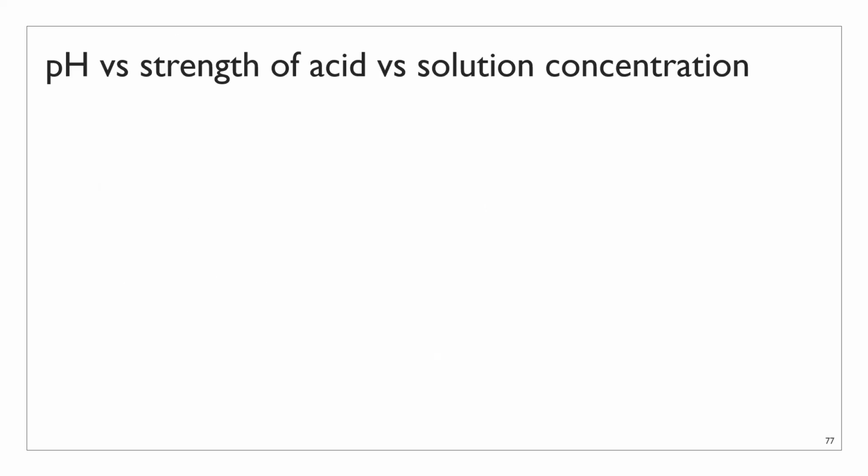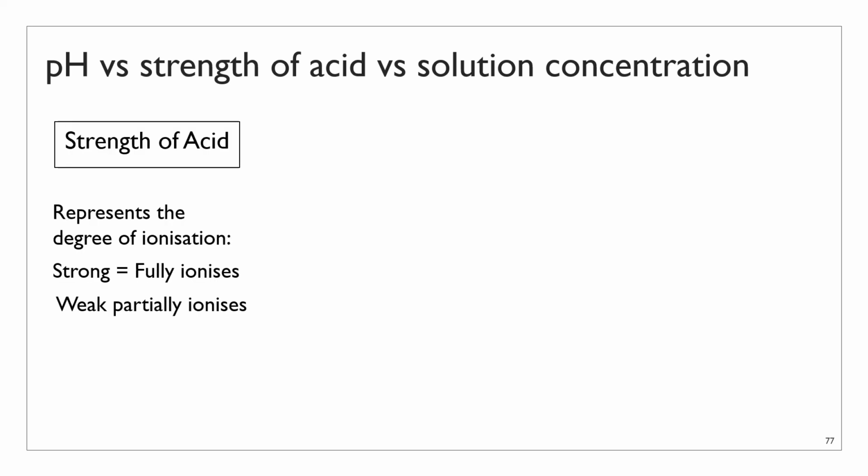It's probably a good idea to also go back and discuss these 3 concepts and how they are different from each other. The first one is strength of an acid. Now, strength of an acid is whenever you have a strong acid or a weak acid. So a strong acid fully ionizes and a weak acid partially ionizes.